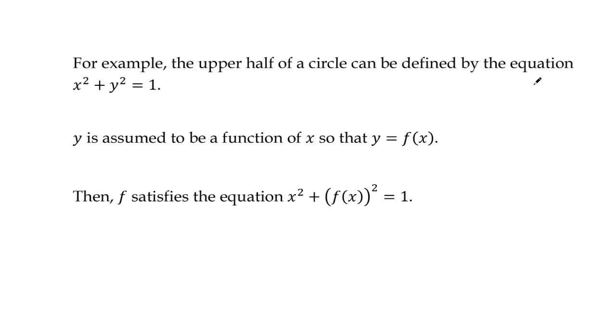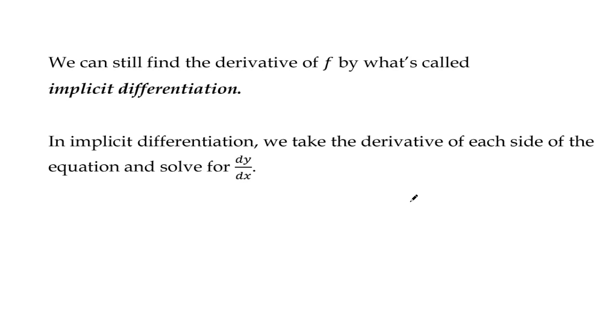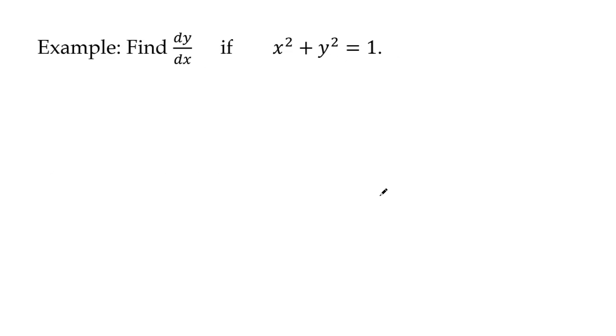y is assumed to be a function of x, so that y equals f of x. Then f satisfies the equation x squared plus f of x squared equals 1. We can still find the derivative of f by what's called implicit differentiation. In implicit differentiation, we take the derivative of each side of the equation and solve for dy dx. Let's take a look at an example.